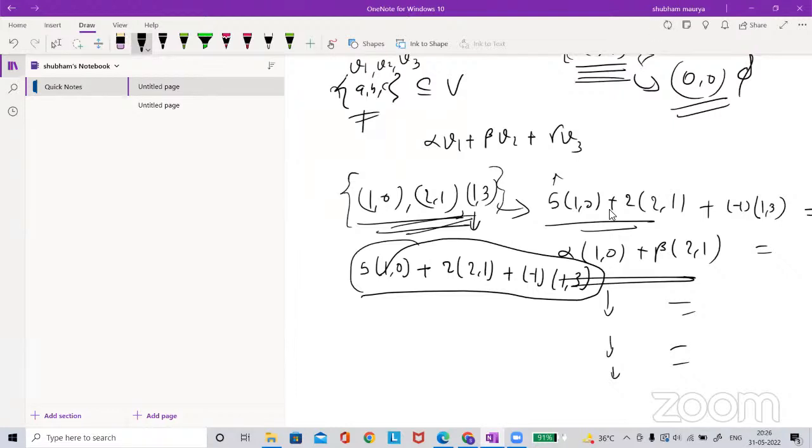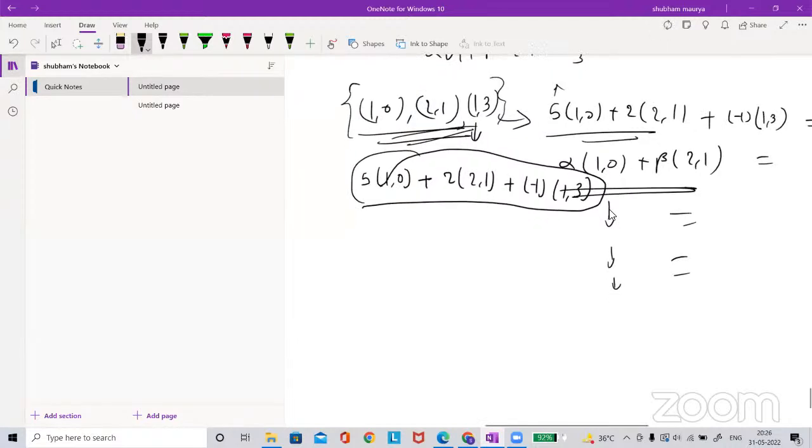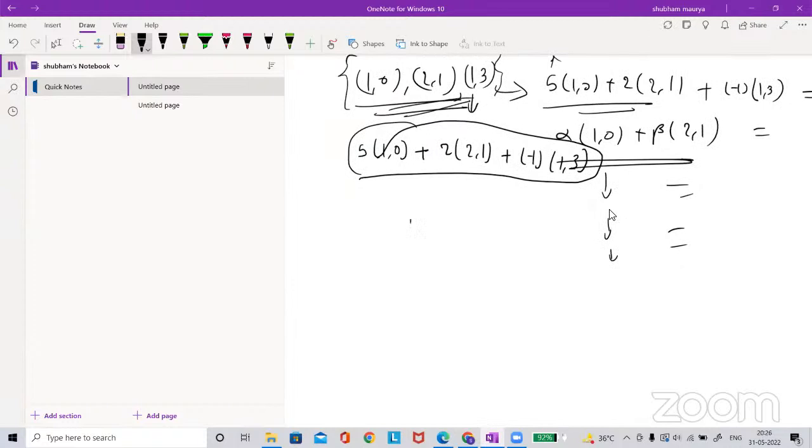So, sir, what is the geometrical meaning of this linear combination, sir? Geometrical meaning of this linear combination. What should we interpret these algebraic sums as in terms of geometrical concepts, sir? I think, sir, that will lie on that plane.